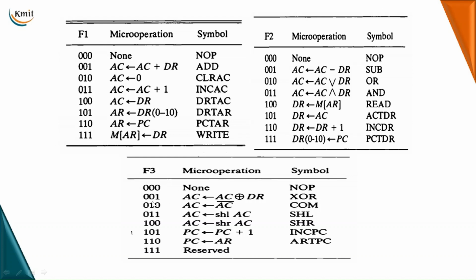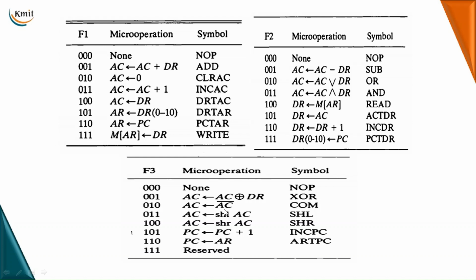Next, coming to function F3, the first is a no operation, and the last, triple one, is reserved for some specific purpose. It doesn't perform any micro operation, it is used for a special purpose. And coming to 001, it performs an XOR operation on the contents of the accumulator and the data register, and the result is stored in the accumulator.